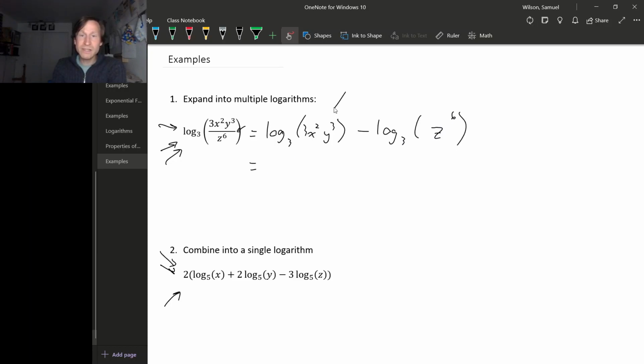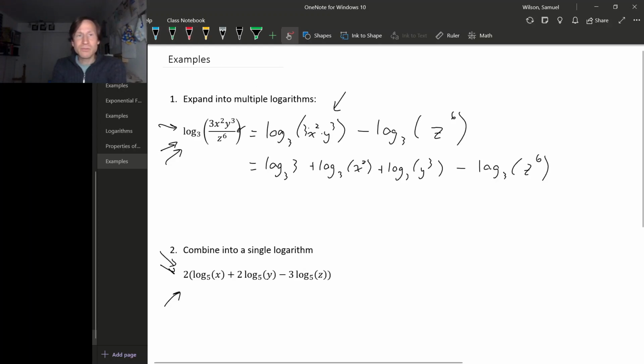Okay, now working on this logarithm, it's a product. So we can use the product to sum rule for logarithms. So this is log base 3 of 3 plus log base 3 of x squared plus log base 3 of y cubed. Okay, and then minus log base 3 of z to the 6th.